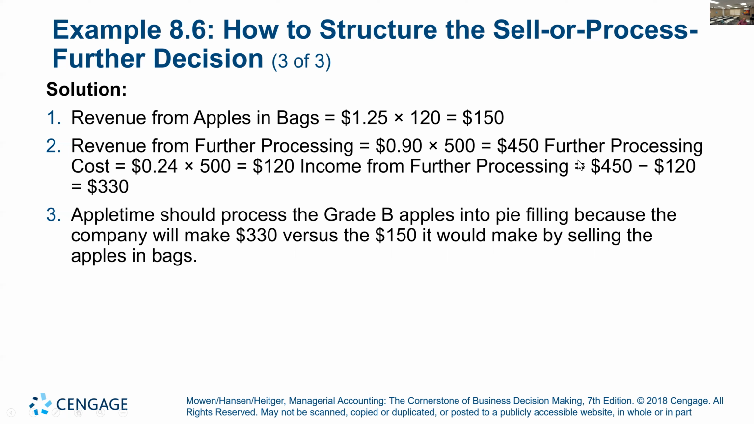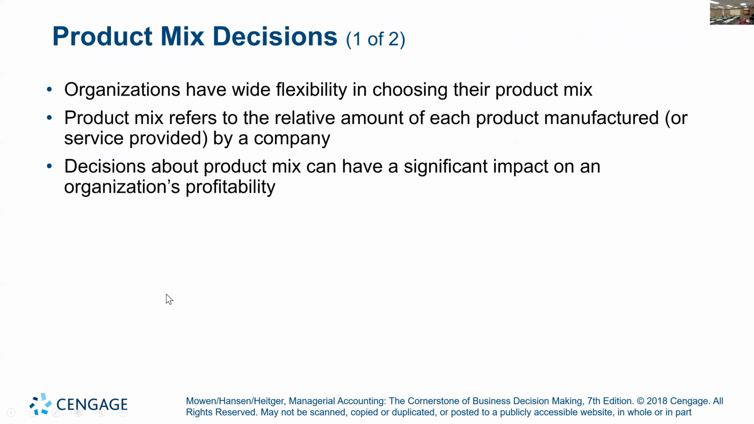But our sales are going to be 450. 450 minus 120 equals 330. So if we process it all the way out, we are going to make profit of 330. If we were to sell it now, we'd make profit of 150. And that's what we would want to do.